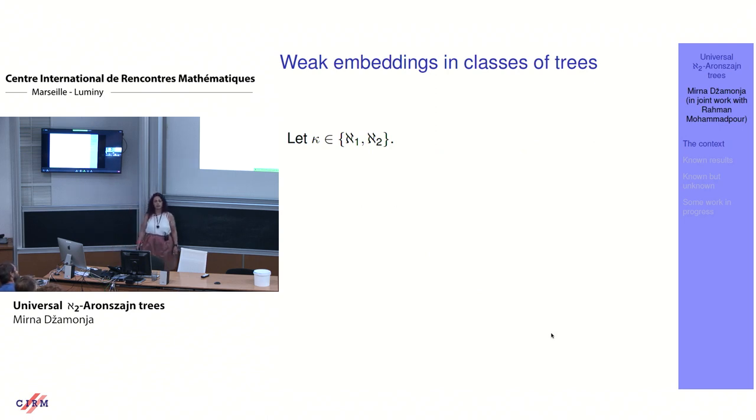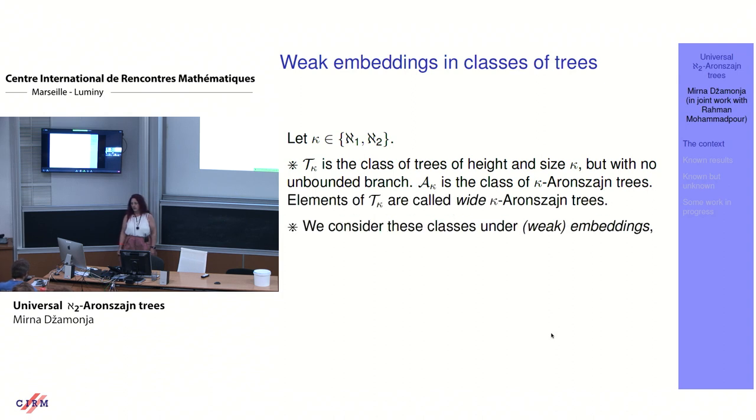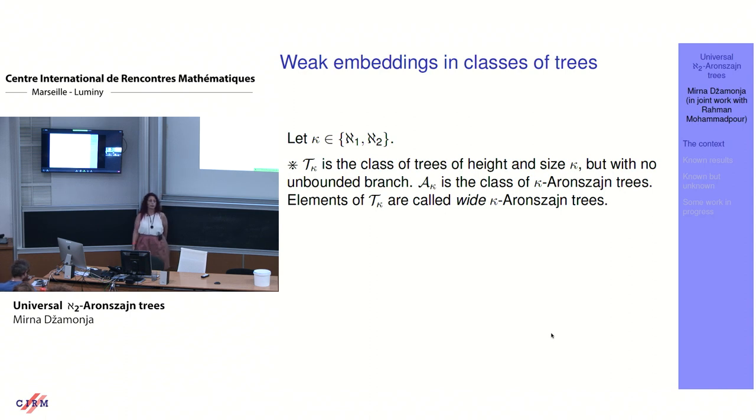So let me first introduce this notion of weak embeddings. I'm going to be talking both about α1 and α2, so kappa will be one of these two cardinals. And I will denote by T kappa the class of trees that have height and size kappa and do not have an unbounded branch. So these are like Aronszajn trees, but they can be wide. And inside of that class, we are going to distinguish the kappa Aronszajn trees, which will be denoted by A kappa. As I said, the elements of T kappa are sometimes called wide kappa Aronszajn trees.